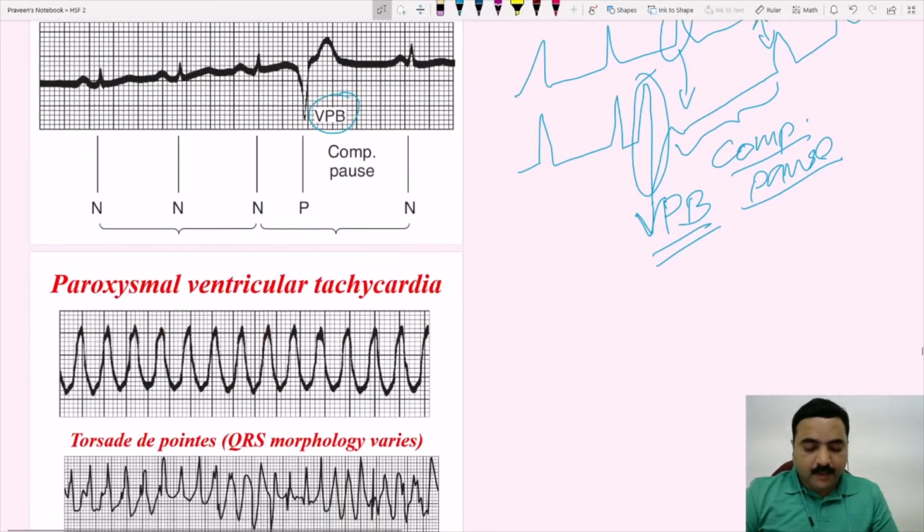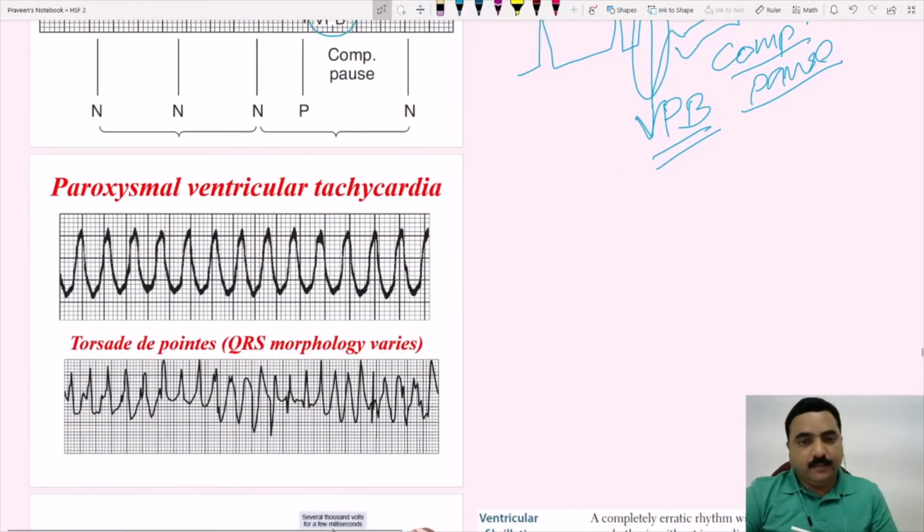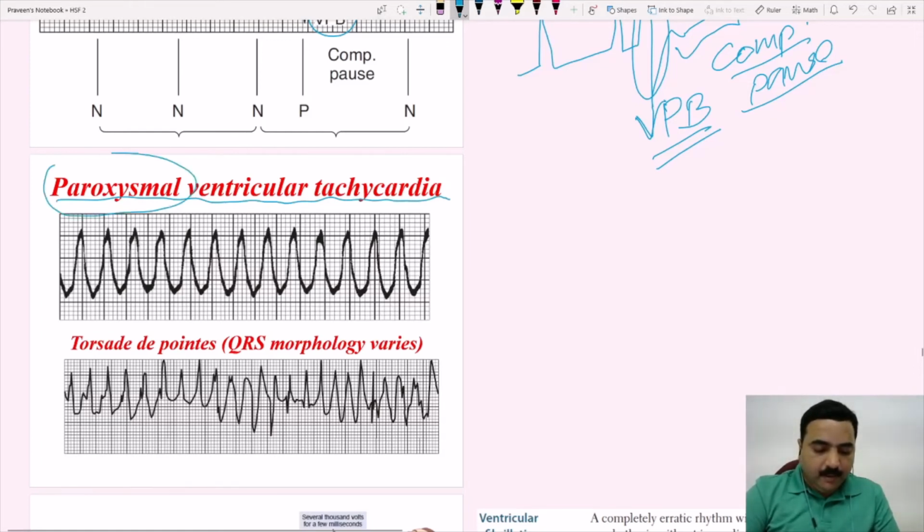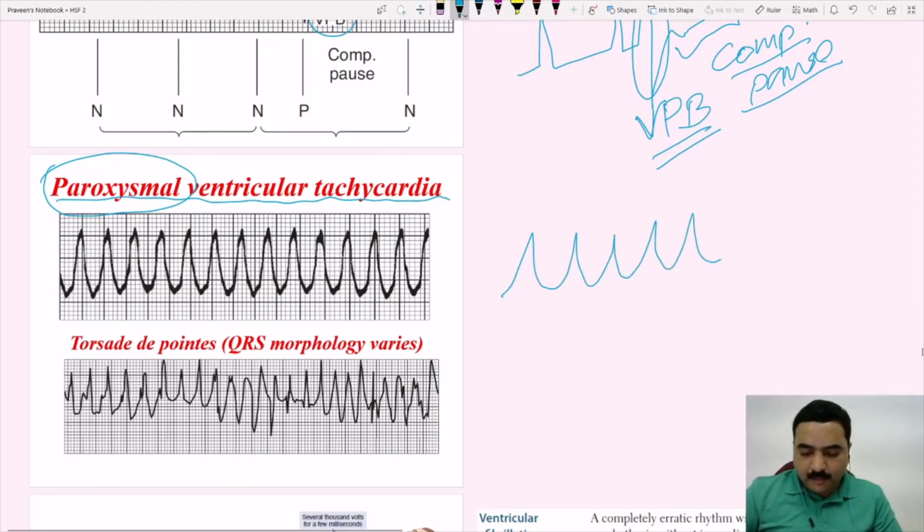Now what are the other ventricular arrhythmias or points that we need to remember? You can get paroxysmal ventricular tachycardia. The word paroxysmal means coming and going. It just comes and goes. It's not a continuous tachycardia. In that you can see a very regular pattern. The QRS complex is very regular, a very regular rhythm, but what happens?